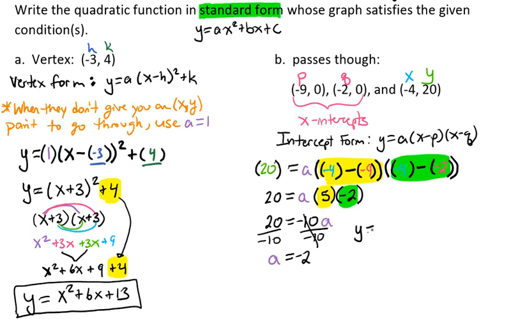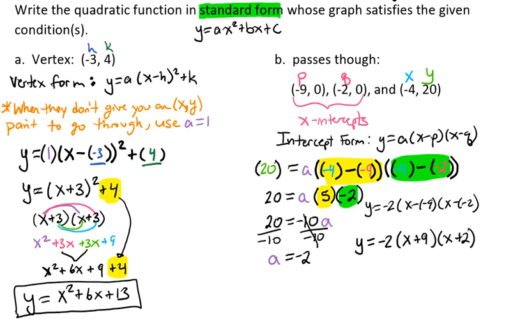So to finish, we can plug this into our intercept form as y equals -2 times x plus 9 times x plus 2, because remember we have the double negatives. So if we look at that a little bit differently, then we have x minus -9 and x minus -2, and that's where we get the pluses from. So now we need to FOIL our pieces.